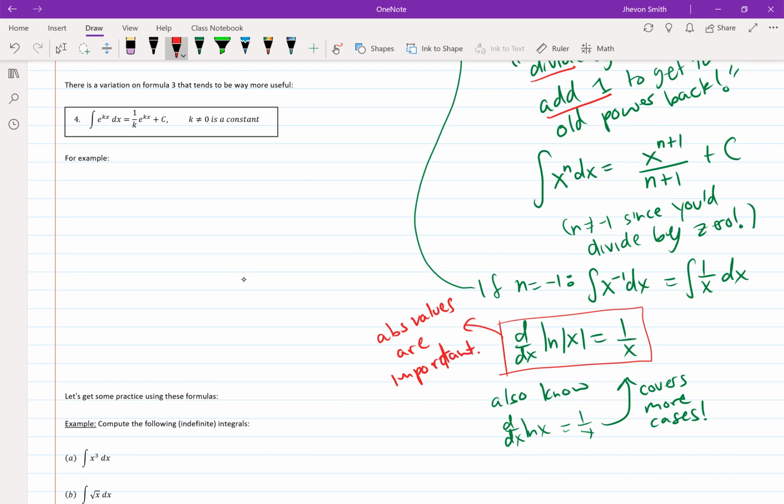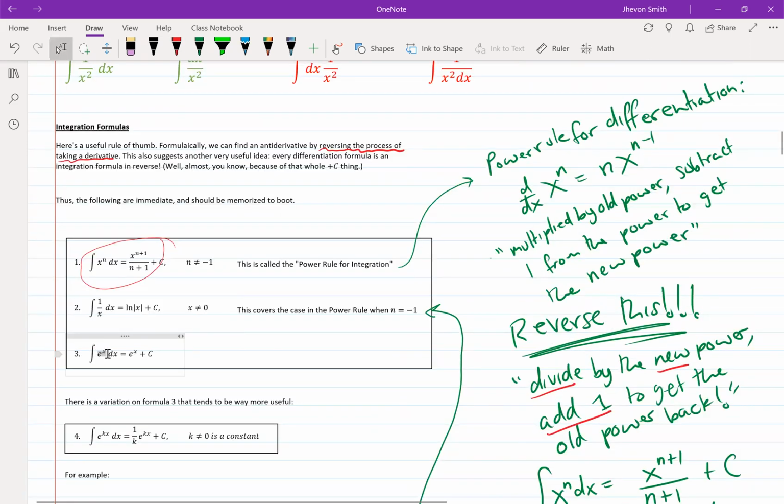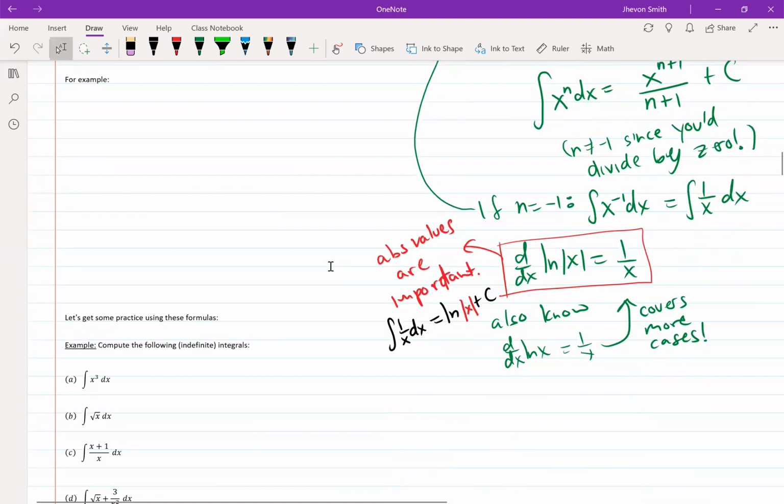Okay, so if I were to ask you the antiderivative of 1 over x dx, your answer should be ln of the absolute value of x plus c. It's very important that you put the absolute values, okay? Now, what is the antiderivative of e to the x? Well, e to the x plus c, right? So we knew that the derivative of e to the x is e to the x.